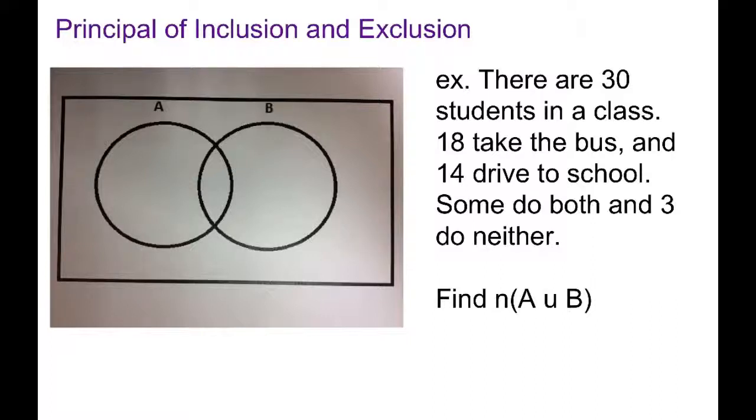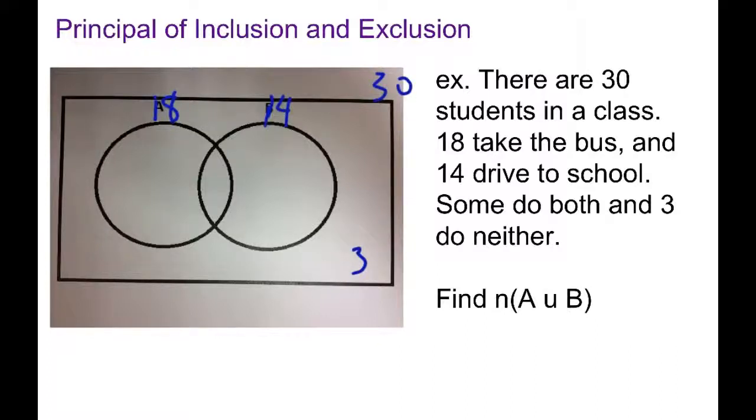Okay, so we'll do bus, drive, and then neither. So it really doesn't matter which one we place where, so we'll just kind of start. So if 18 people take the bus, remember that'll be 18 people for all of circle A, and then 14 people drive, so that's 14 for all of circle B, and then 3 do neither, so that would be outside the circles, and then we have a total of 30 people. So that's the other key number to remember.